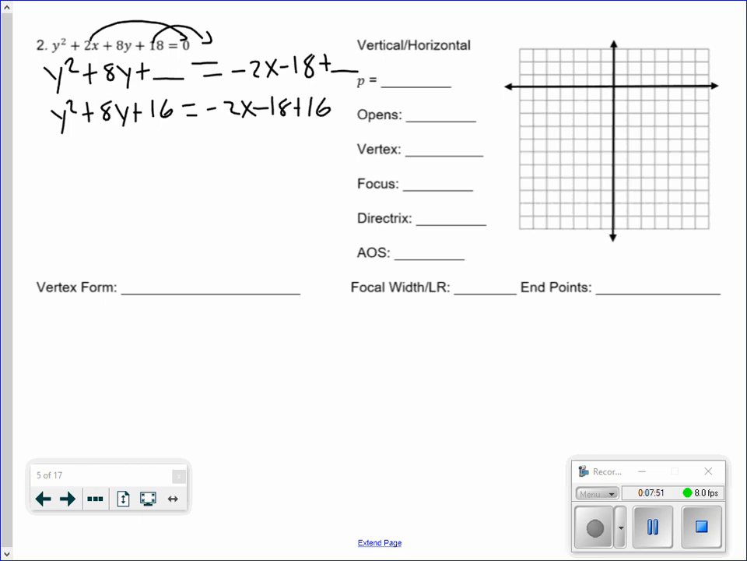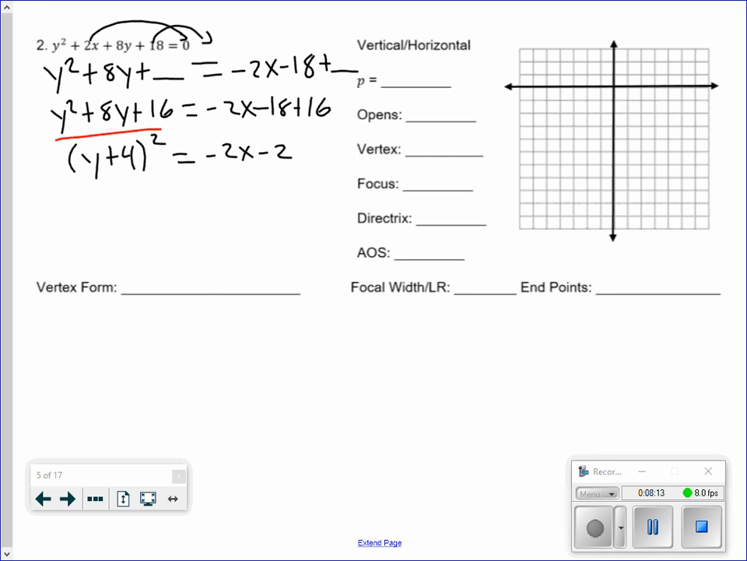And then from here, I'm going to do completing the square on this left side. Remember, it's still going to be y plus b over 2, all of that squared. My b is 8. 8 divided by 2 is 4. So y plus 4 all squared will equal negative 2x minus 2. Negative 18 plus 16 is negative 2.